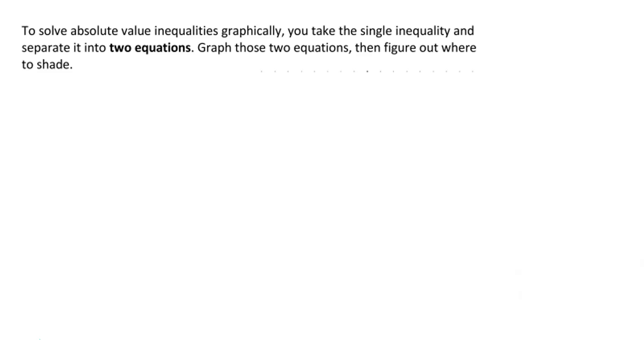So to solve absolute value inequalities graphically, we're going to take the single inequality and separate it into two equations. So it's not a typo. We're going to do two equations, and then we'll graph the two equations, which we know how to do, and then we'll figure out where to shade just based on what the inequality says. So what does this mean?